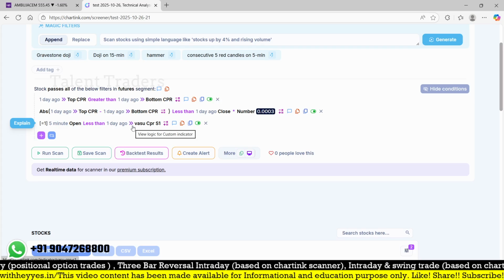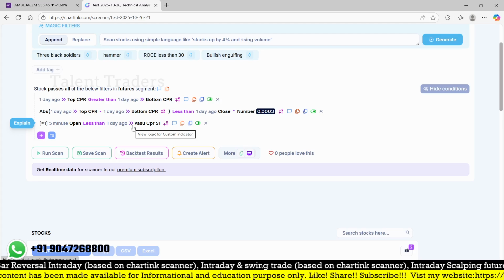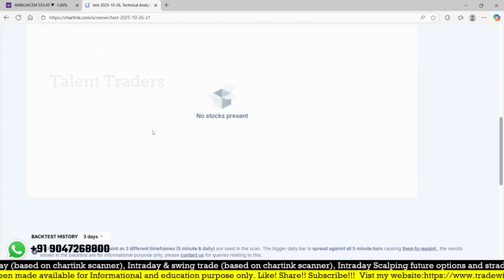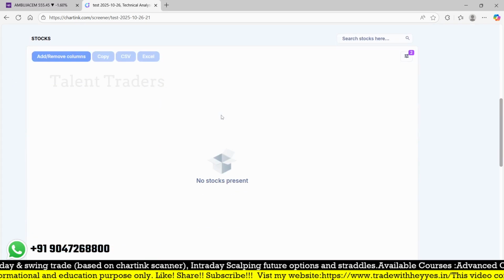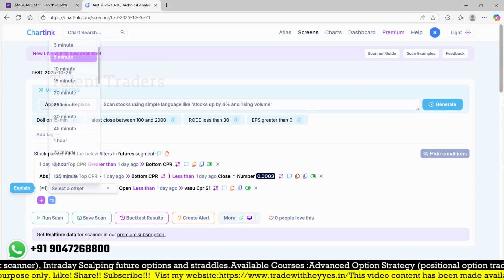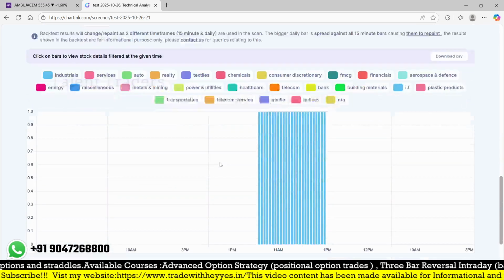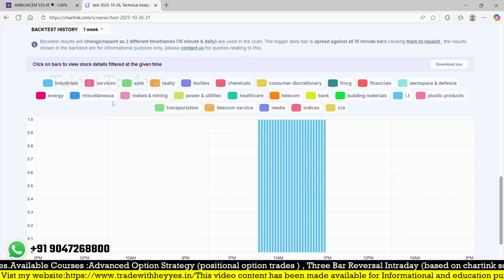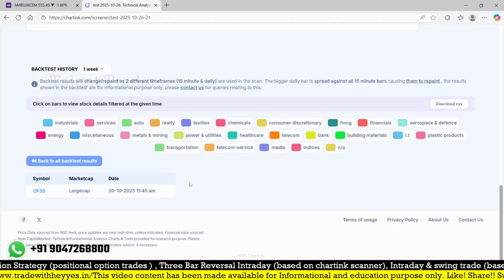But this is the scanner which works for stocks opened below the support level. So maybe if you have a premium, I'm using the free version. If you have a premium version, you can also backtest for a longer period. So if you want, instead of 5 minutes, if you are using 15 minutes, then you will be able to see a higher backtest level. So 1 week. So here is a stock on 20th October, OFSS.